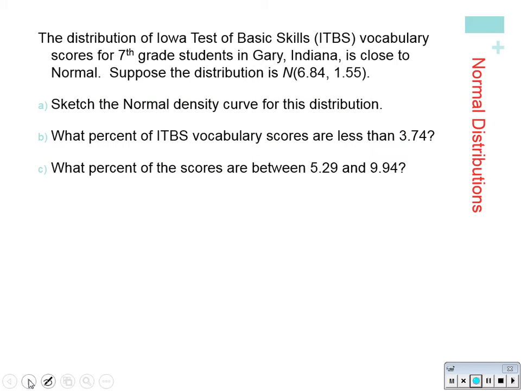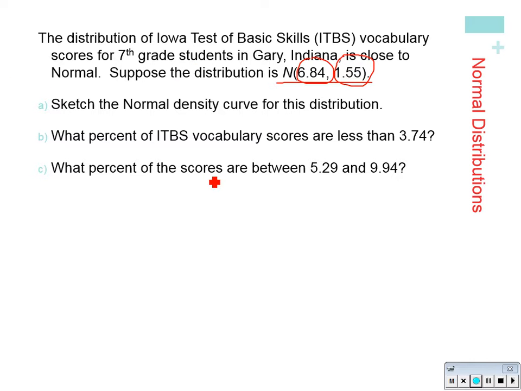So here's an example of a problem involving the normal distribution. The question says, the distribution of Iowa Test of Basic Skills vocabulary scores for 7th grade students in Gary, Indiana, is close to normal. Suppose the distribution is normal with a mean of 6.84 and a standard deviation of 1.55. Sketch the normal density curve for this distribution.